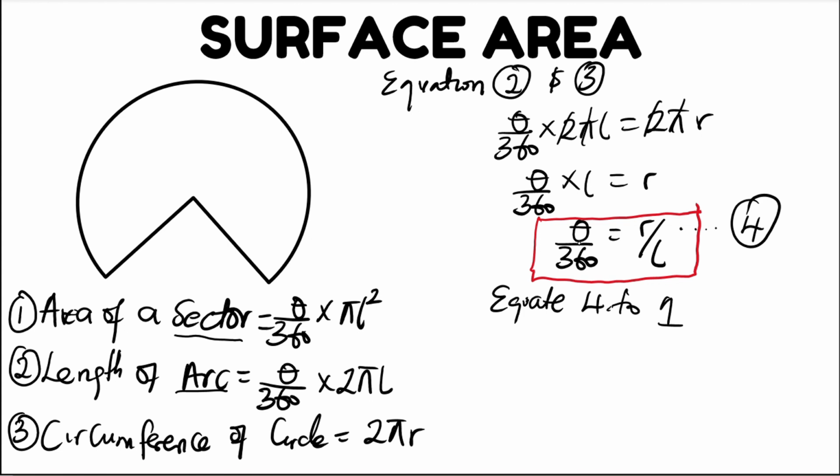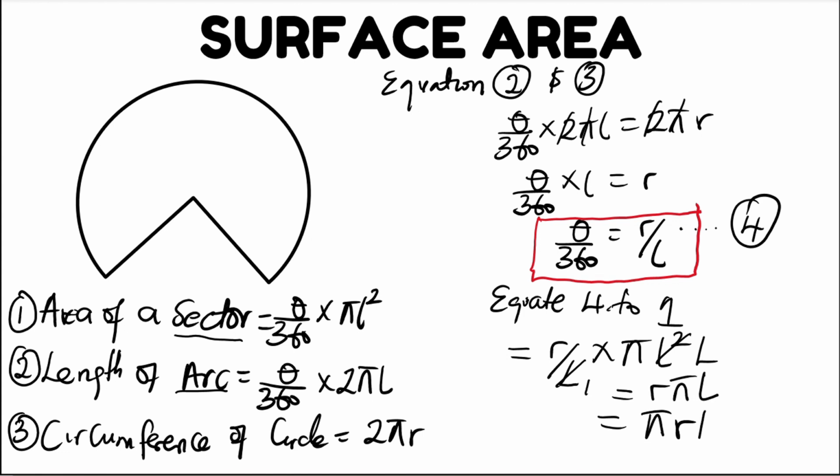Alright, so substitute the value of theta over 360 to be R over L in equation 1. So, this will be R over L times pi L square. This L here will give us 1, and cancelling one L here we have L. So, this will give us R pi L, which can be written as pi RL. So, this formula here is the formula to find the curved surface area of a cone.